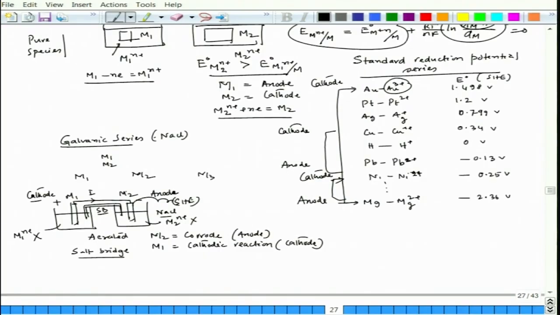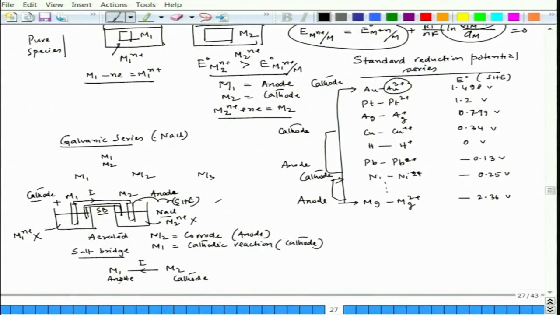Similarly, if we have a joining like the same condition, instead of M1, if we put M1 and M2, let us say when we join this, like this same situation what we have here, if the current moves from M1 to M2 in the external circuit, then definitely M2 is cathode and M1 is anode.